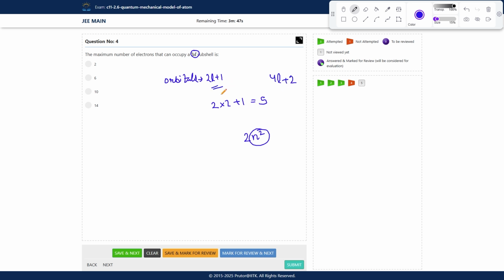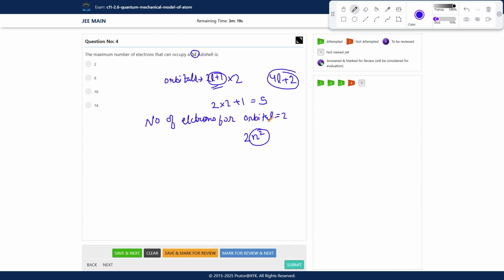So it's very simple. If you know the number of orbitals, the number of electrons is twice the number of orbitals. So 2 into 2l plus 1 will give you 4l plus 2. Now here is one more question for you: what is the number of electrons for one orbital? Yes, it will always be 2. So this is very important to remember.